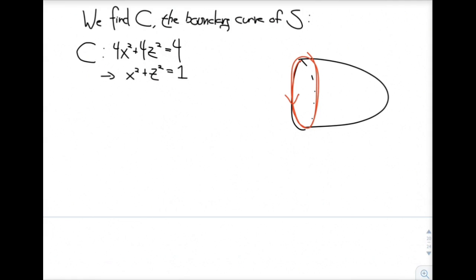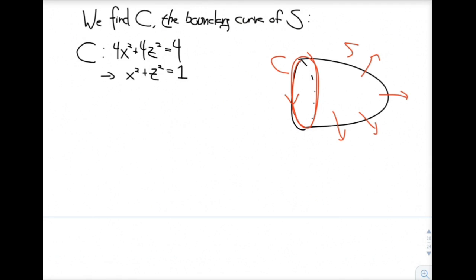You can orient it like this. Again, remember, orientations have to match up. Our boundary curve has to be oriented in such a way that the orientation of C and the orientation of S agree according to the right-hand rule. So what is this boundary curve C? Well, here it is right here, but we need to find a parameterization for it. That's how we'll calculate the line integral. So we set about finding a parameterization for C.